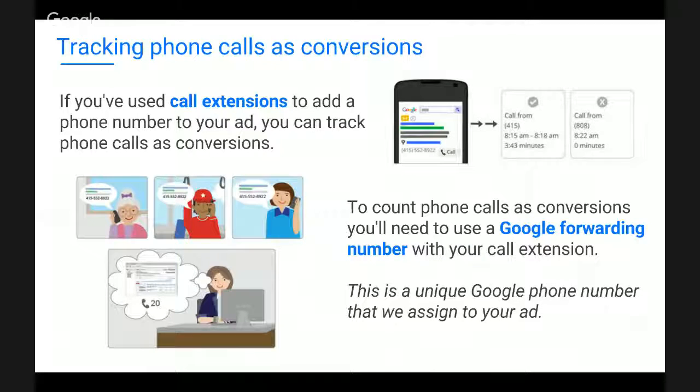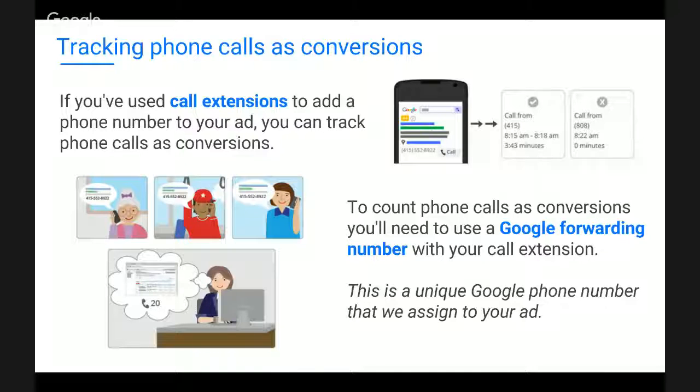One more important thing that you can do in your Google AdWords account is tracking phone calls as conversions. So basically, if you've used call extensions, along with the Google AdWords ad, you can also show people your business phone number. Now, if you're the kind of business wherein it's more important for people to give you a call than it is for them to visit your website, you can track them in the form of a Google forwarding number. So basically what will happen is, when your Google AdWords ad shows, along with the ad, we will show something known as a Google forwarding number.